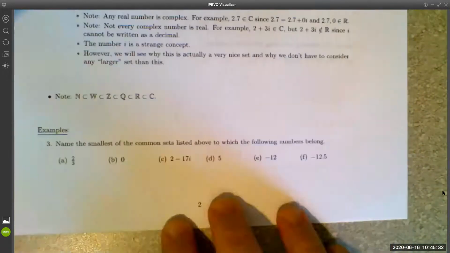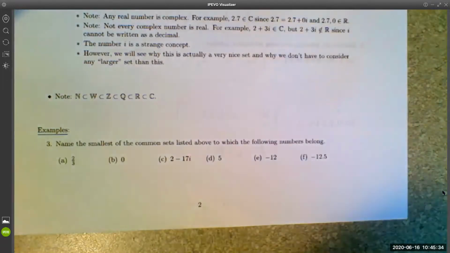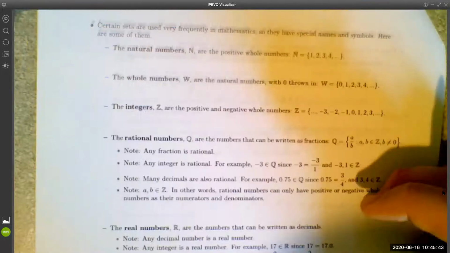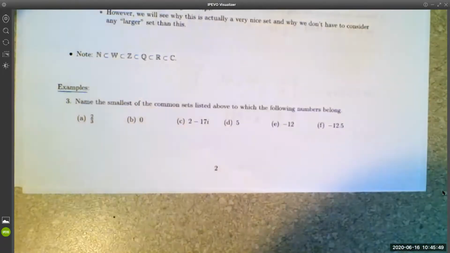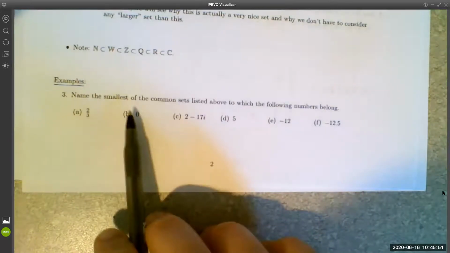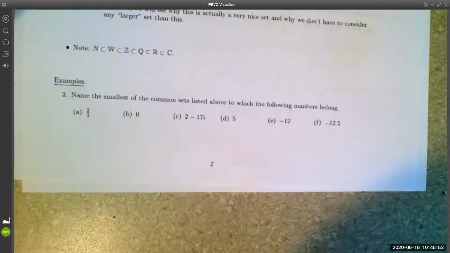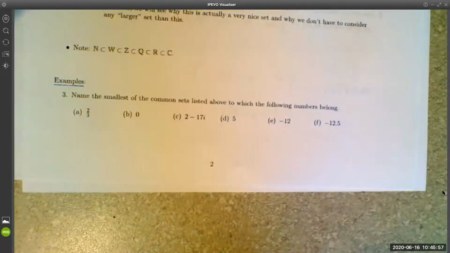Here's an example to help us practice this concept a little bit. Ultimately, guys, this is just going to require some memorization. You just have to memorize what these sets of numbers are. Make some flashcards or something. But here's some practice. It says, name the smallest of the common sets listed above to which the following numbers belong. So we want the smallest set.